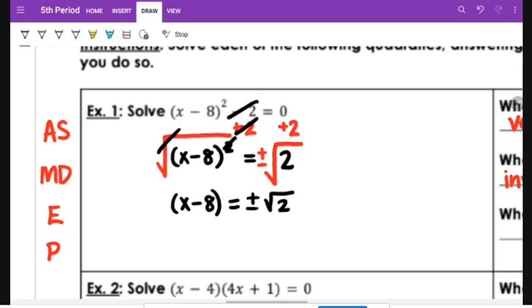Which I know looks weird, but remember, this is just our two different answers. One of our answers is going to have a plus square root of 2, and our other answer will have a minus square root of 2. That's all this is. We do have one more step, though.